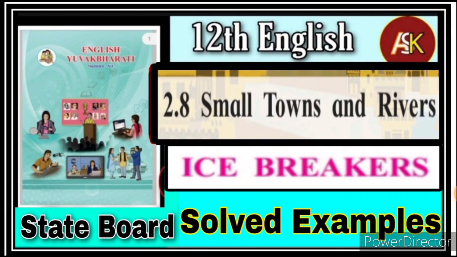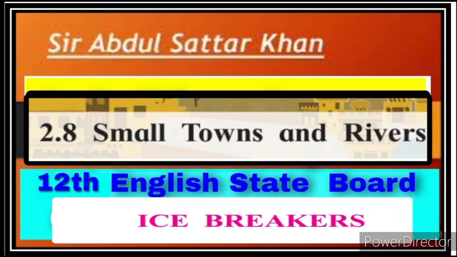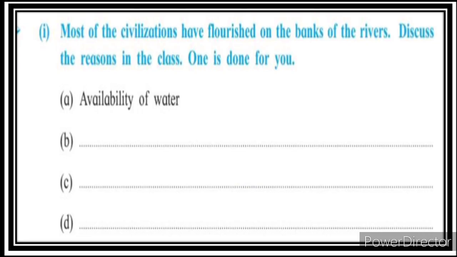12th English 2.8 Small Towns and Rivers, Icebreakers, State Board, Solved Examples.